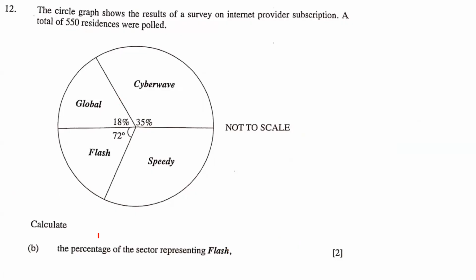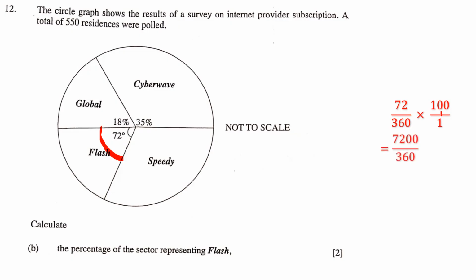It says, calculate the percentage of the sector representing flash. So flash accounts for what? 72 degrees. Well, we know that the full thing is what? 360, because notice the circle. So we know that it's going to be 72 over 360. Why over 360? Because one revolution of a complete circle is 360 degrees. That's the fraction. But we want it as a percentage. So we're going to multiply it by 100.